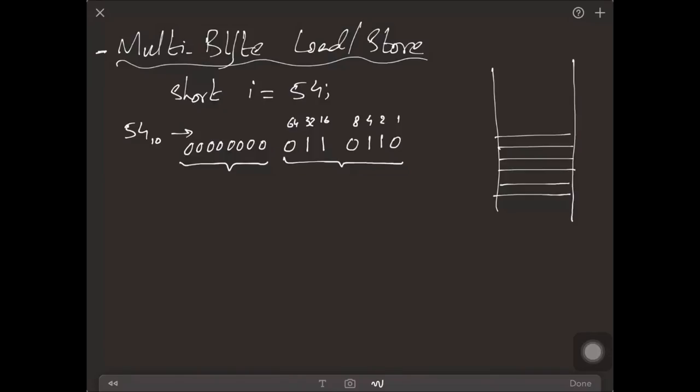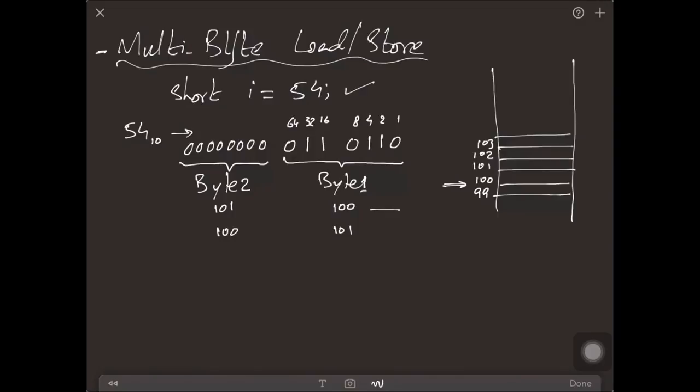Let's suppose this is address 99, this is 100, this is 101, this is 102, and this is 103. And let's suppose I want to store this variable i at address 100. Now the question is that I need 2 bytes for this. This is the lower byte, let me call this byte 1, and this is the upper byte, let me call it byte 2. Now will this byte 1 go to the address 100 and this goes to 101, or this will go to 101 and this goes to 100?